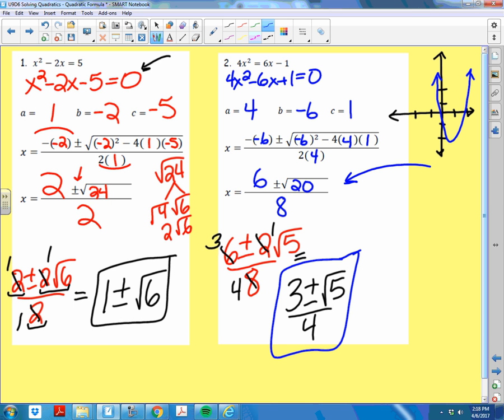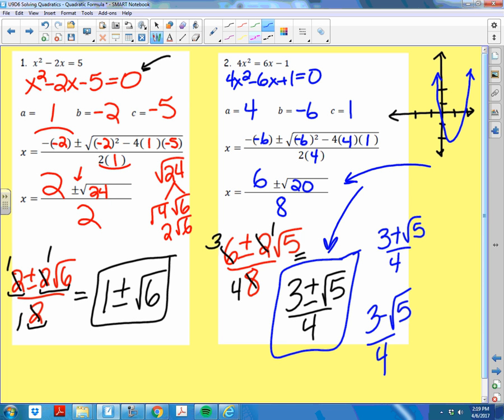Now I want to stop and make sure everyone can get to this point, and then I'm going to show you how this works. How many numbers is this? 4. It's 2 numbers. It is 3 plus the square root of 5 divided by 4, and it is 3 minus the square root of 5 divided by 4. Plus or minus. What do these numbers represent? The solutions, where it crosses the x-axis.